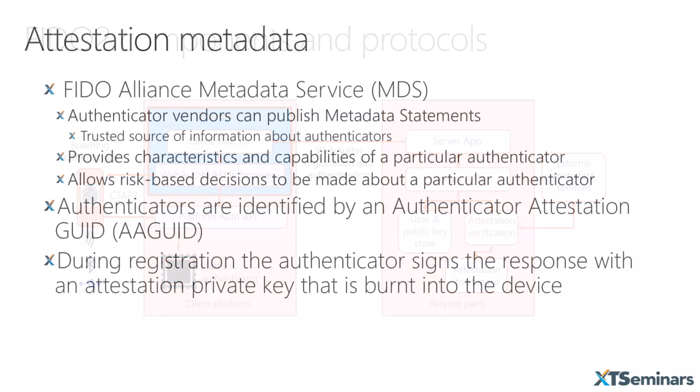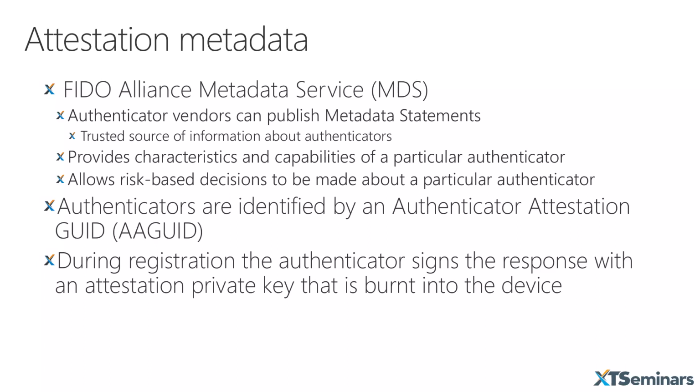So if we look at those attestations in a bit more detail, they are specific to a particular model from a particular vendor. And it provides characteristics and capabilities of the authenticator. You could actually have a little picture of the authenticator in the metadata. What the metadata allows us to do is actually evaluate risk based on authenticators that are being used. So I can actually say, I only want to use a particular authenticator.